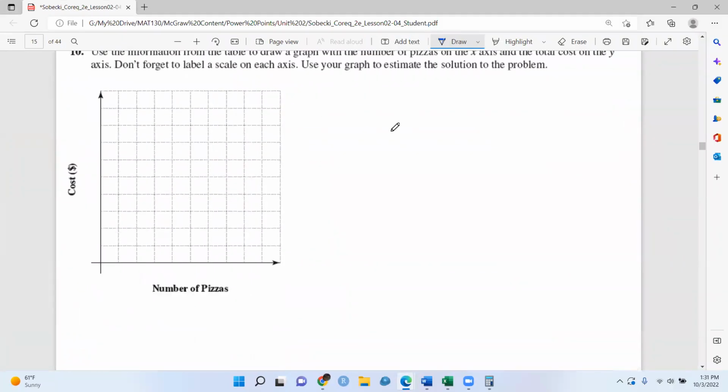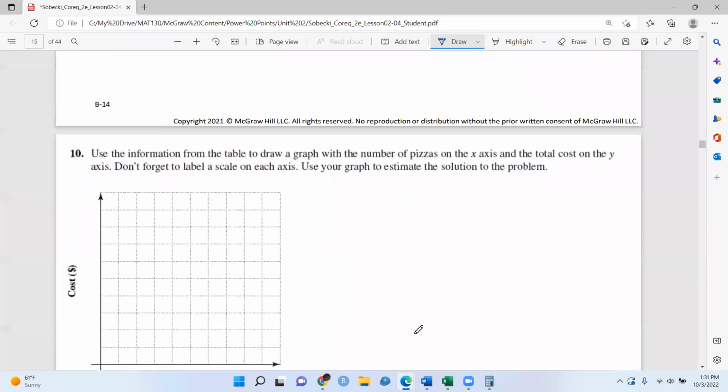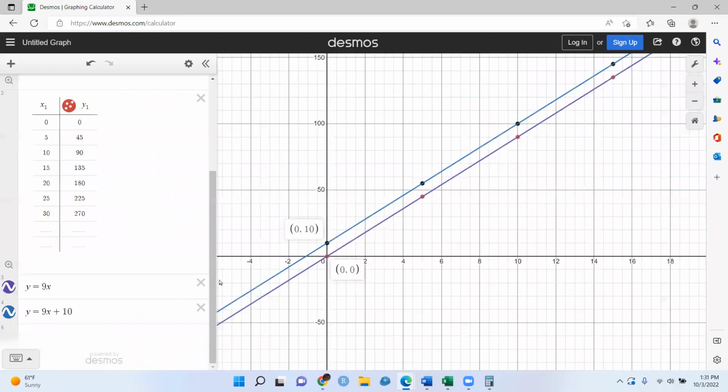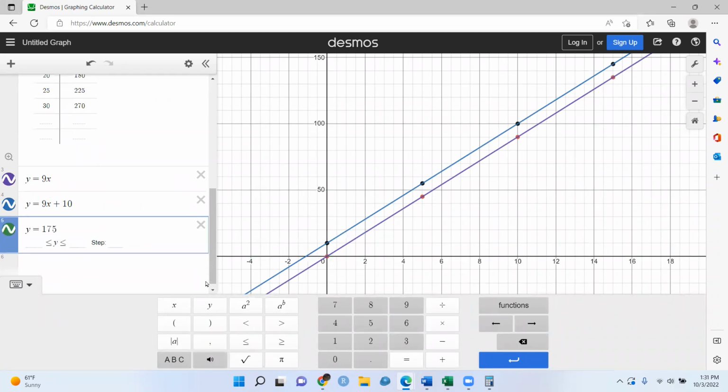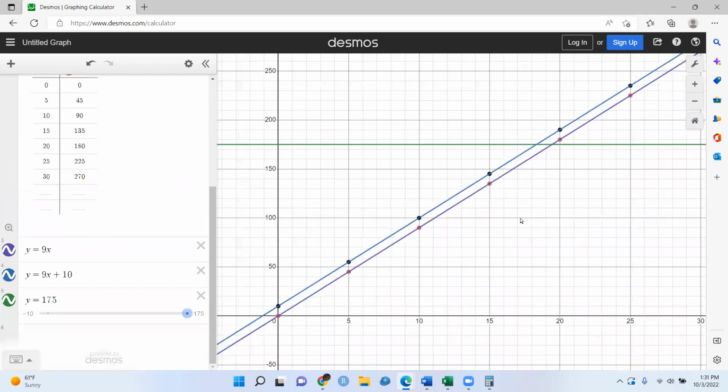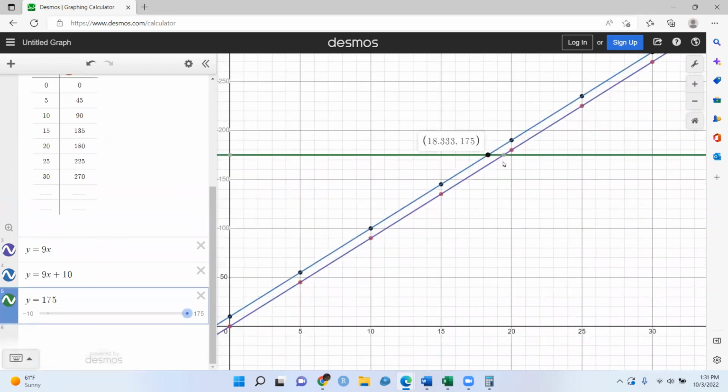So here we got our graph. Oh, we're supposed to estimate the solution now. Well, let's go back to our table. What we can do is get the solution exactly by typing y equals 175. That's how much we can spend. We go to our graph, so we just click the two, and you can see the $10 delivery charge reduced the number of pizzas we could buy by 1. We can buy 18 and a third pizzas versus 19 and 0.4444, right?